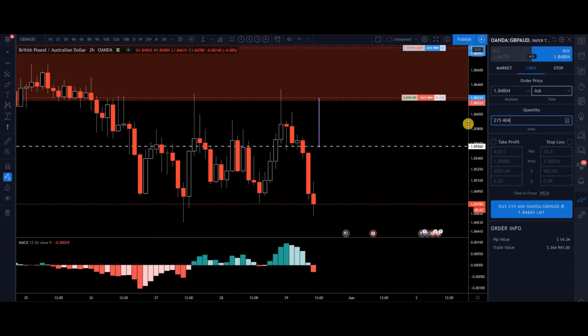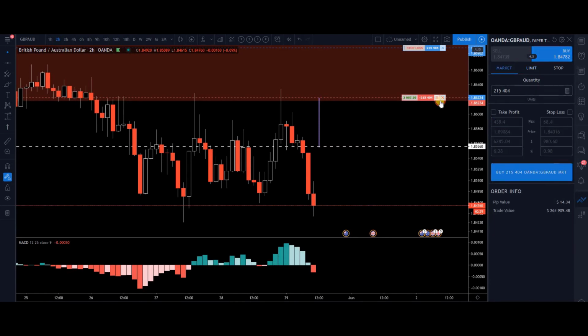This 215404 is the lot size. And what I need to do is buy half of that position to take half of that position off of my sell. Well, what that means is 107702 is that amount. So what I have to do is buy at market 107702. Okay, that's half of the lot size position.